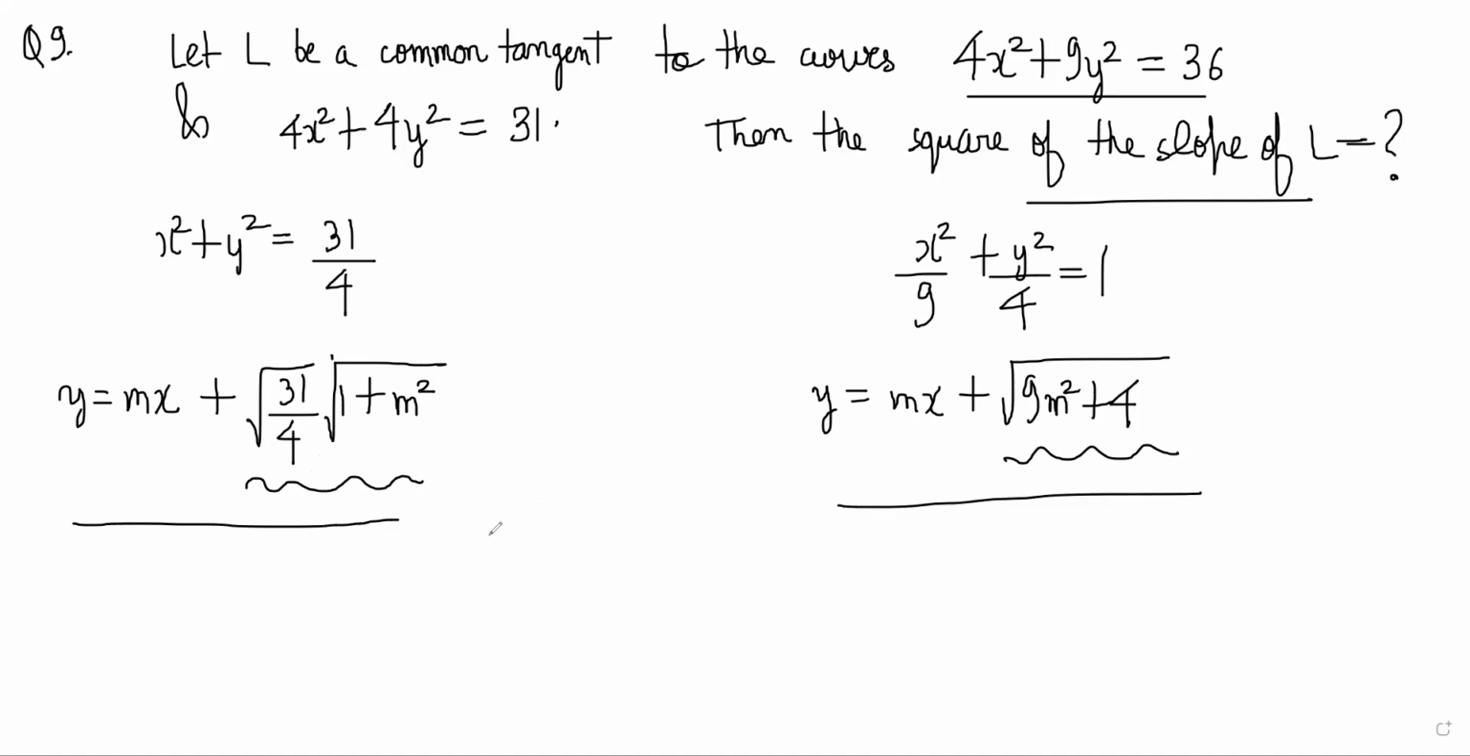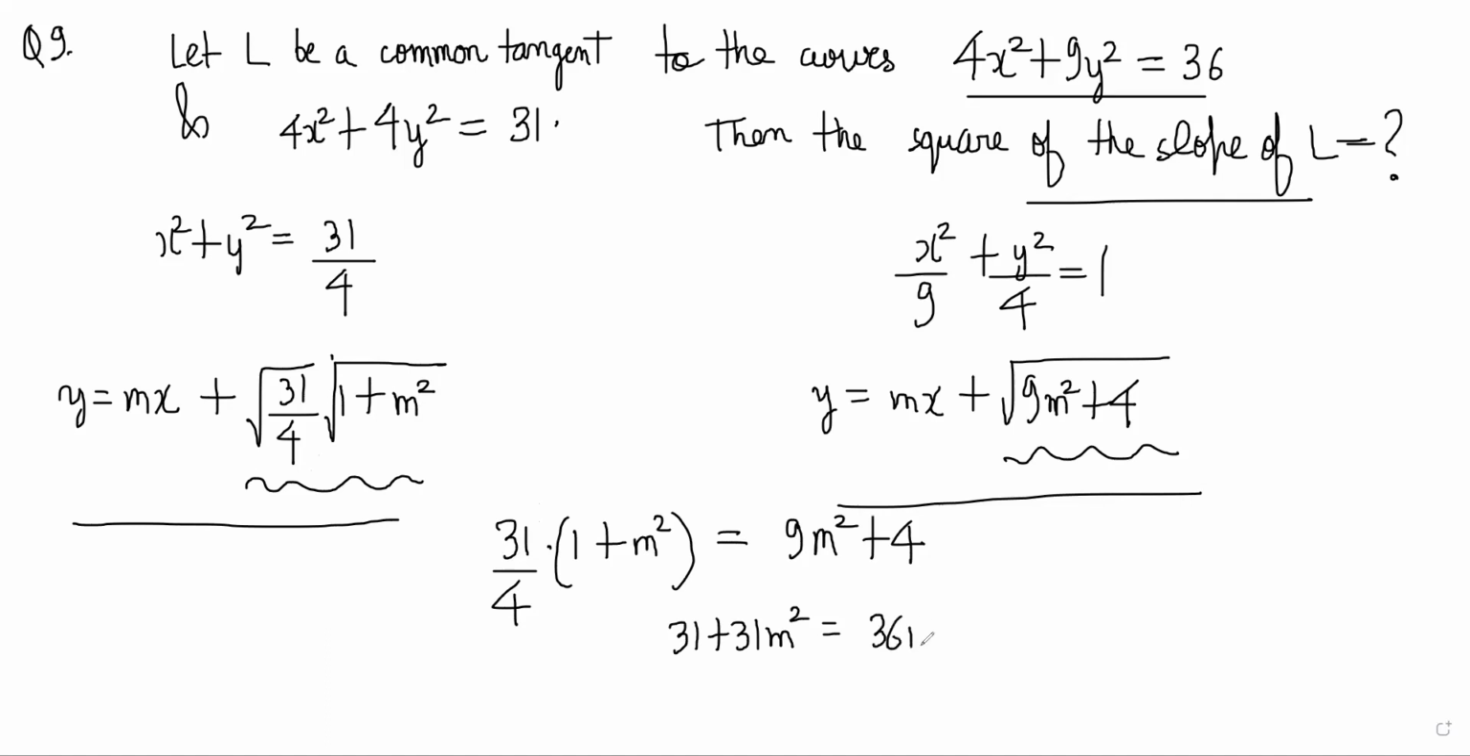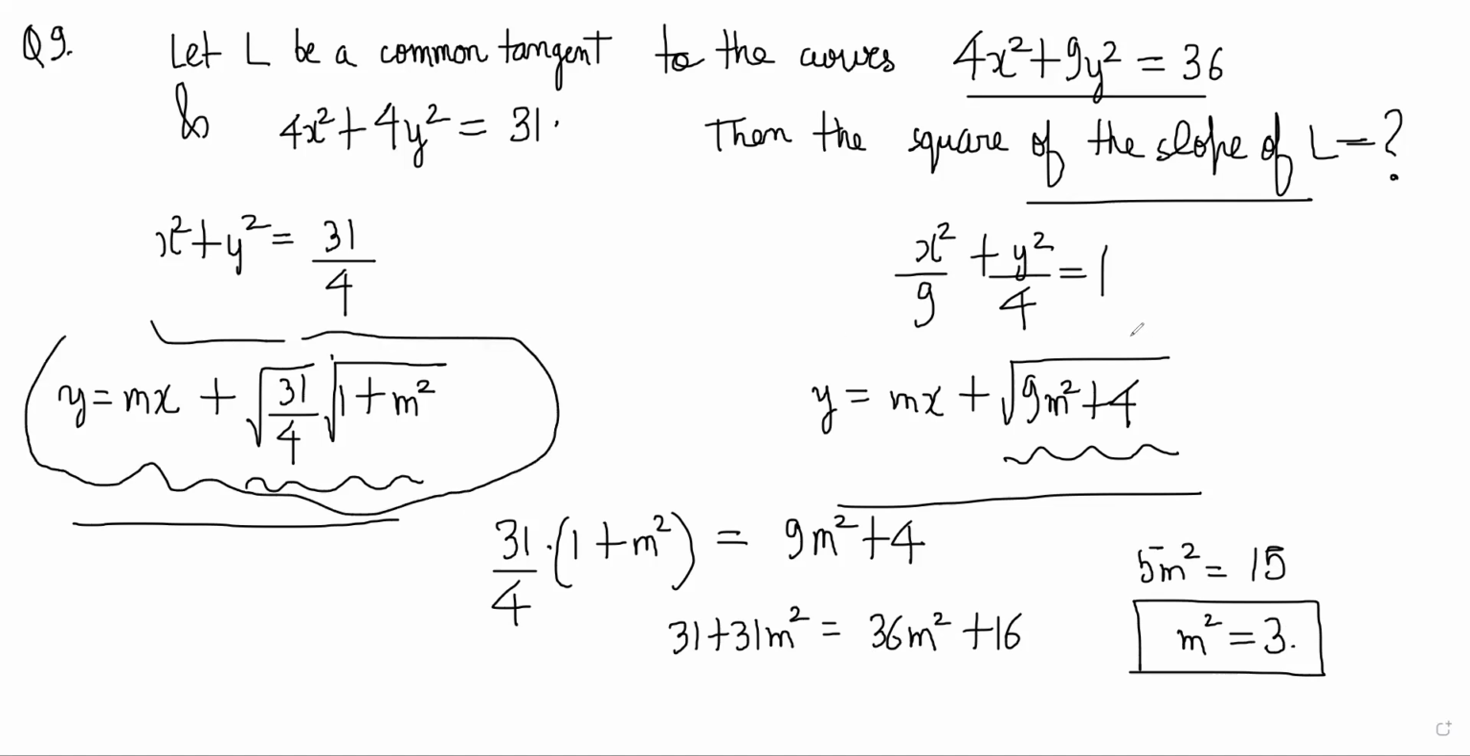31 by 4 into 1 plus m square should be 9m square plus 4. So this becomes 31 plus 31m square is equal to 36m square plus 16. So 5m square is equal to 15. M square is equal to 3. So again, the question is just testing whether you know your tangent equations or not.